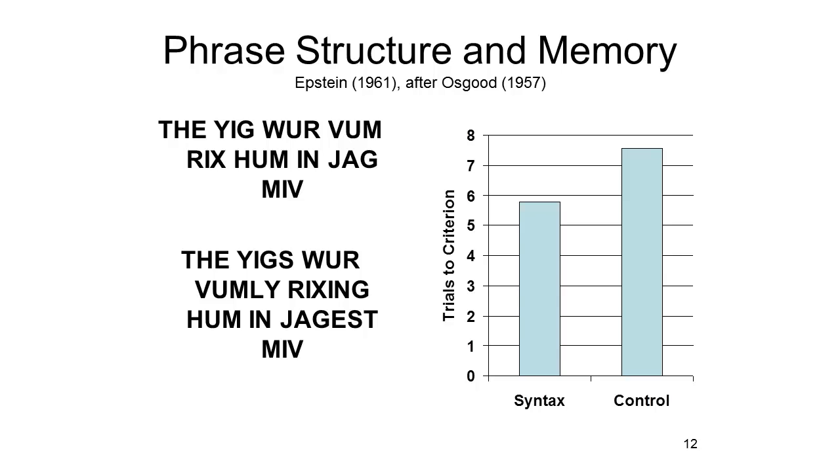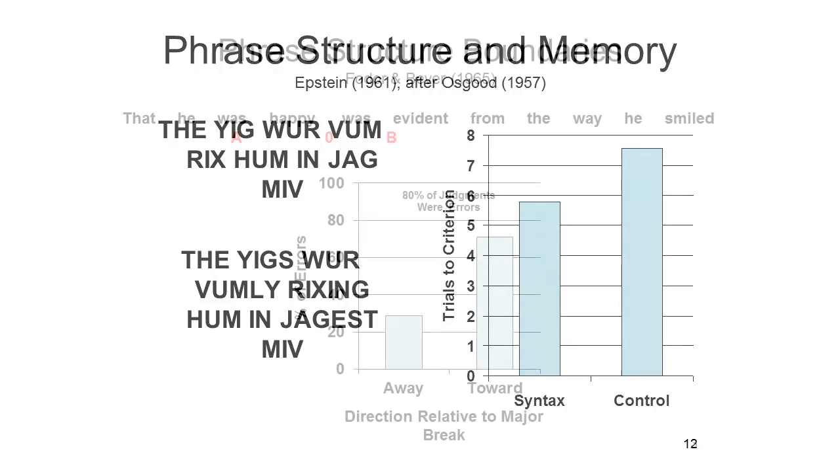The strings look like the kind of sentences that Lewis Carroll might have written. It turned out that the syntactical strings were easier to learn than the control strings. Subjects required fewer trials to meet a criterion of learning, even though the syntactical strings contained more letters. The reason is that our knowledge of phrase structure grammar provides a framework, a schema, for organizing the strings into chunks resembling the parts of speech, and this syntactical organization supports better memory.